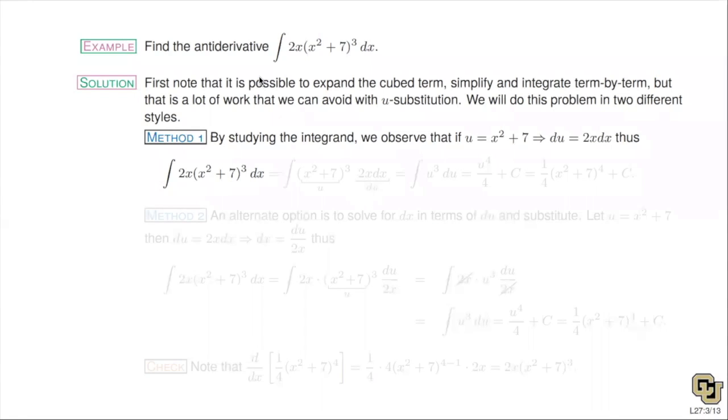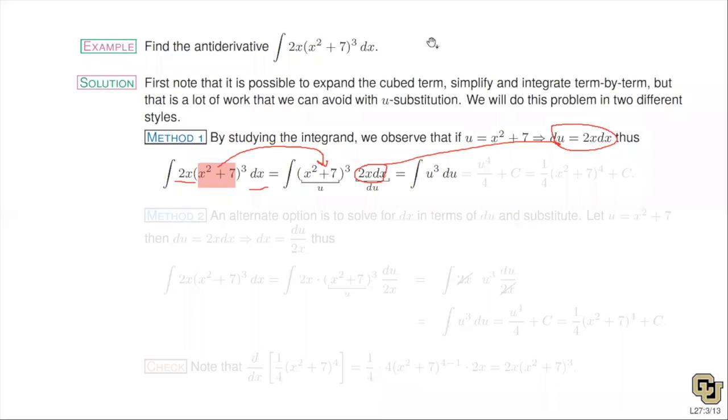So let me show you now here. This x squared plus 7 that's inside the cube, I'm going to replace with our letter u. The 2x and the dx, let me first group those together. And when I group them together, this entire 2x dx, I'm going to replace with du. And so here's the transformed integral. What you should see is that this integral, which is in terms of x, has now transformed to a simpler integral in terms of u.